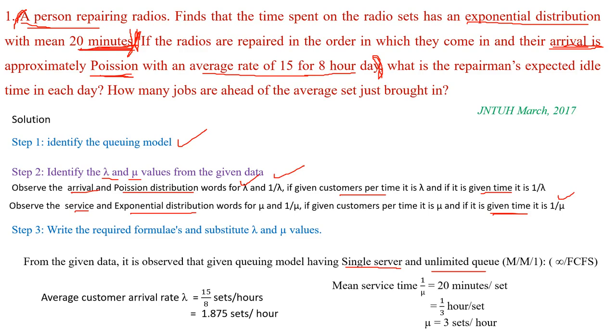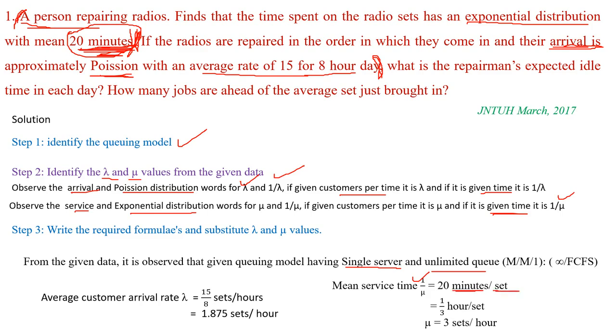Here customers are the radio sets. It is 15 radio sets divided by 8 hours, which is 15 by 8 sets per hour. So lambda equals 1.875 sets per hour. And the second thing I observed is that only a unit time is given, which is related to the 1 by mu. So 1 by mu is 20 minutes per set.